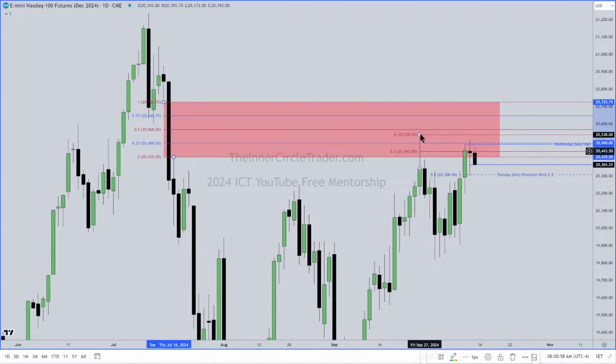So you can see we failed on this run here on September 26th. It failed to even get to consequent encroachment there. And then yesterday, we were working the lower quadrant. So just be mindful that that 20,489 level was more or less the level I had in mind, because I saw that it failed on this one here. I'm not abandoning the long-term bullishness on this market because it's an election year.